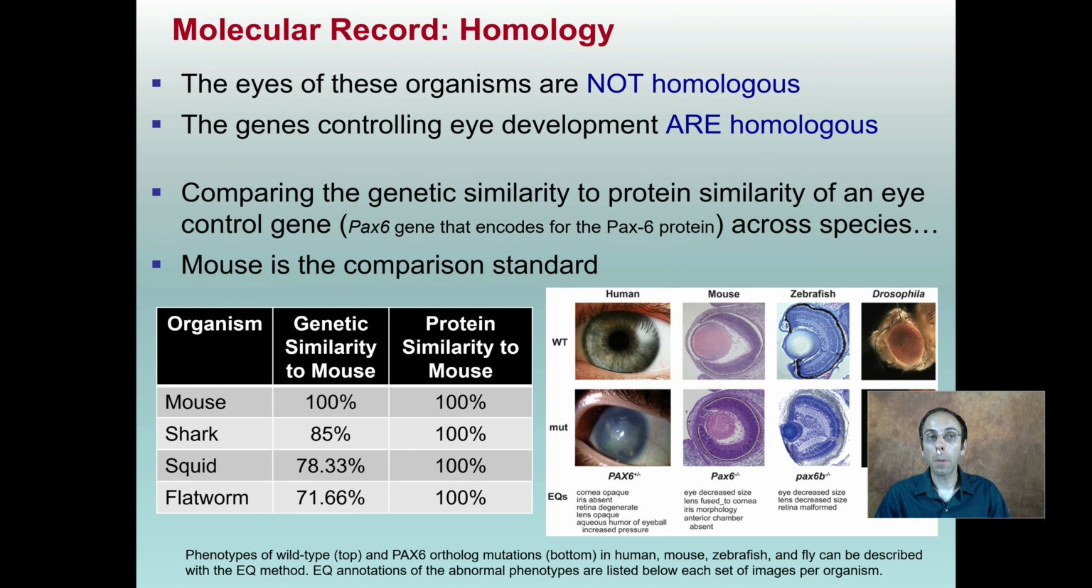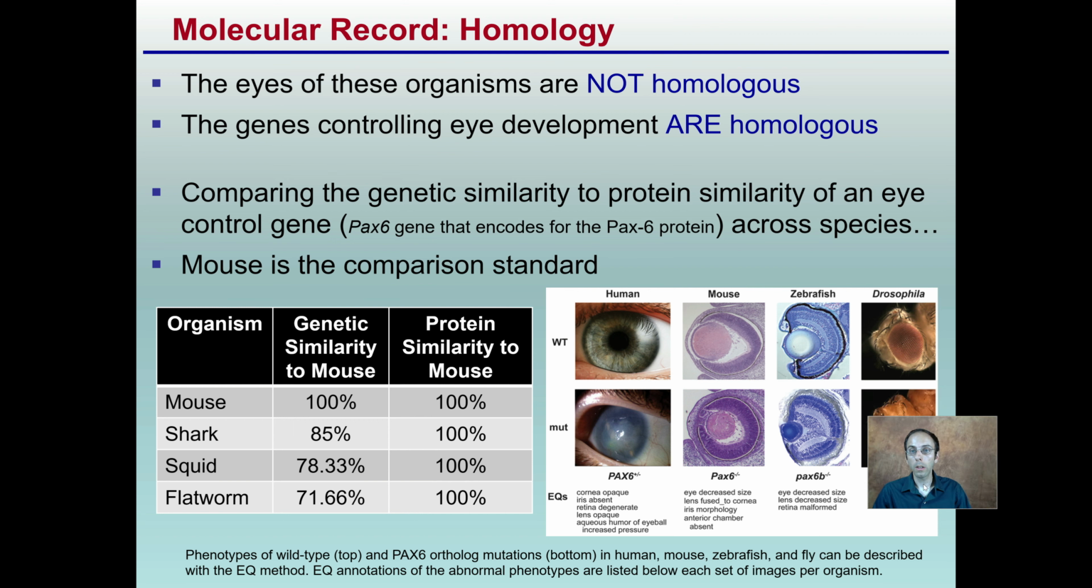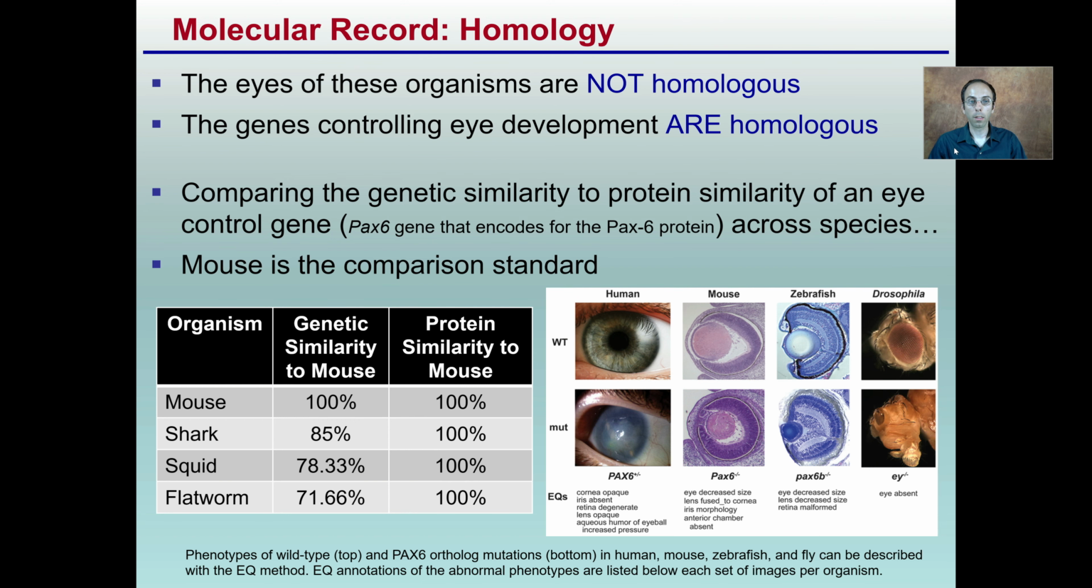We've also something called homology. So the eyes of these organisms are not homologous. That's the first key point. But the genes controlling the eyes are homologous. So let's look at this in more detail. When we are comparing the genetic similarity to protein similarity of an eye control gene across species, that's what we're looking at in specifics here.